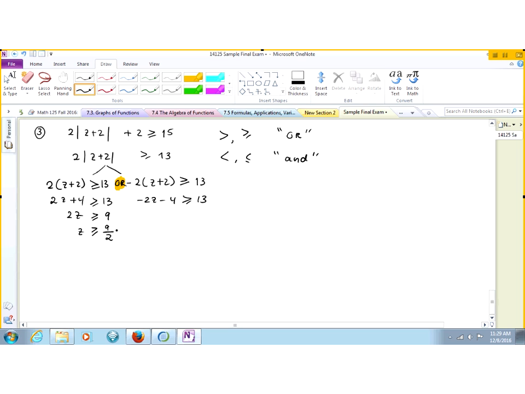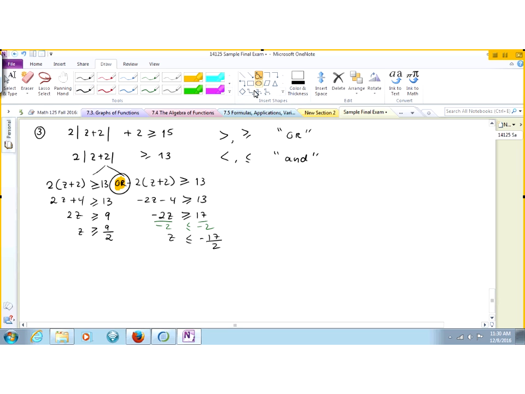Are we okay so far? Now, negative 2z is greater than or equal to 17, so you add 4 to both sides. So now z, you're dividing by negative 2, so remember we have to switch the sign. Z is less than or equal to negative 17 over 2.